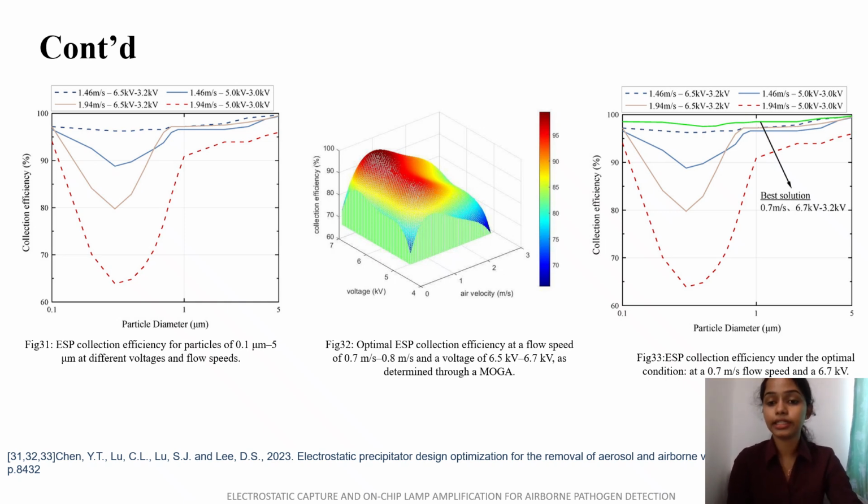And the third graph illustrates the ESP collection efficiency under an optimal condition at 0.7 meter per second flow speed, and the applied voltage is 6.7 kilovolt.